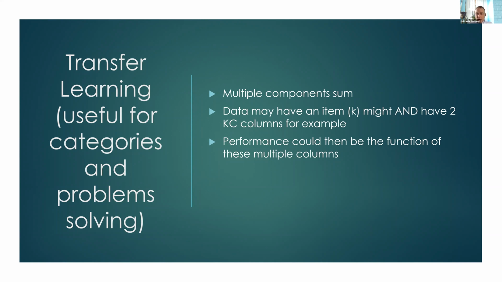And so each KC can be at different levels, and so they can group. An item might have two KC columns, for example. Oh, I'm sorry, I'm speaking too quickly. An item might have two KC columns, for example, and I wrote this slide just last night, and that's why it's garbled. What that's saying is that the prediction for that item depends on both columns, or could depend on both columns, depending on how you declare the model. And we have an example of that coming up too. And so performance could then be a function of the multiple columns, as I was saying.